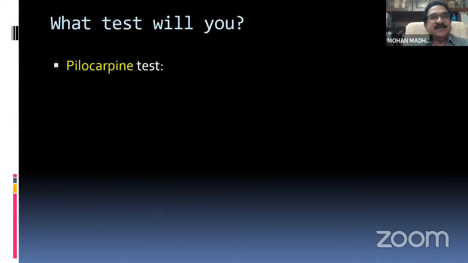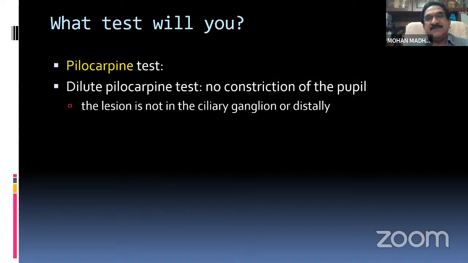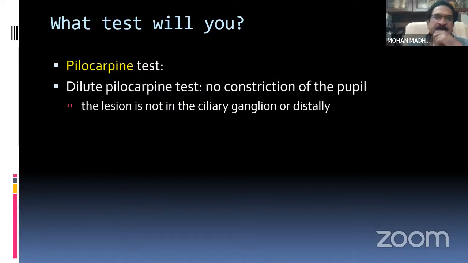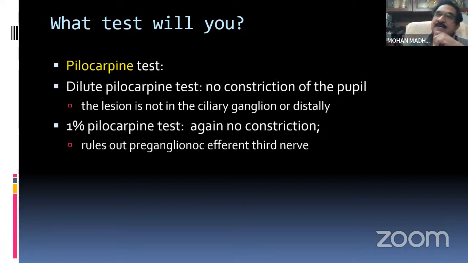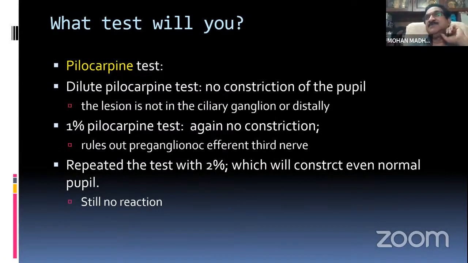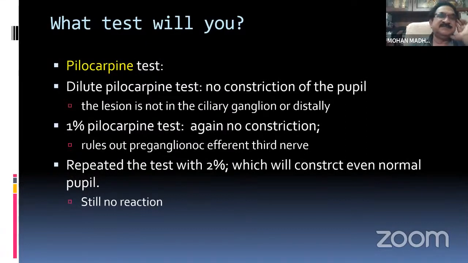So, the pilocarpine test was done. On the dilute pilocarpine test, there was no constriction of the pupil. So that means it is unlikely to be in the ciliary ganglion, or denervation supersensitivity. So we did a 1% pilocarpine test, again no constriction, which rules out preganglionic third nerve involvement. In fact, we repeated the test with 2% pilocarpine, still no reaction. So what does it tell you? It's a pharmacological blockade. That means somebody is instilling some form of drug into his right eye, either he or someone else.